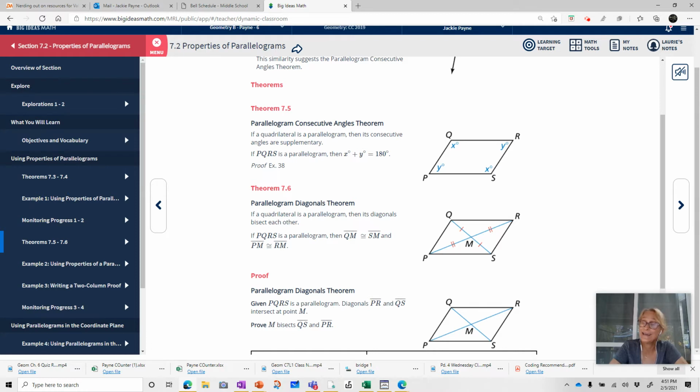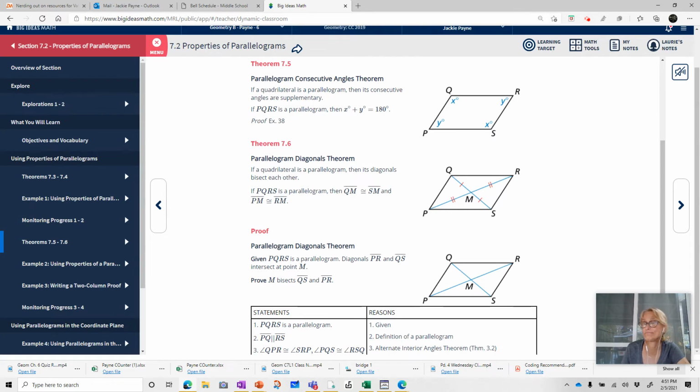Again, this is called a diagonals theorem. And the diagonals are right from the vertices across through the middle. This is another one that's unique to parallelograms. If a quadrilateral is a parallelogram, then its diagonals bisect each other. So that's really cool because then you know these things are equal. So if you have these two diagonals, then you know that QM is equal to SM and PM is congruent to RM. And that's just something you got to know.